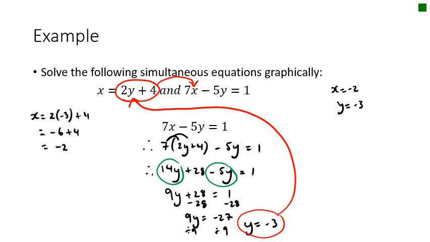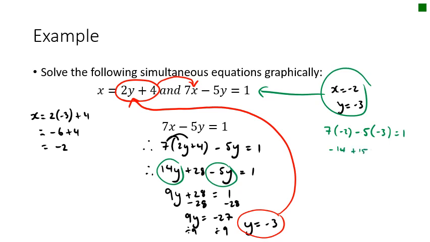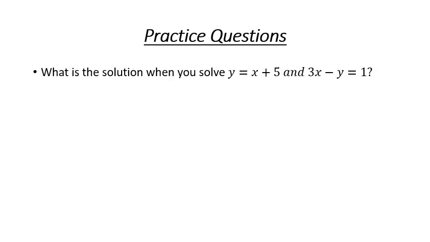To check whether these work, let's put these into my original equation here, which had both variables. And I get 7 lots of minus 2 take 5 lots of minus 3 must equal 1. 7 times minus 2 is minus 14. Minus 5 lots of minus 3 is plus 15. And minus 14 plus 15 does equal 1. So therefore, I'm correct.